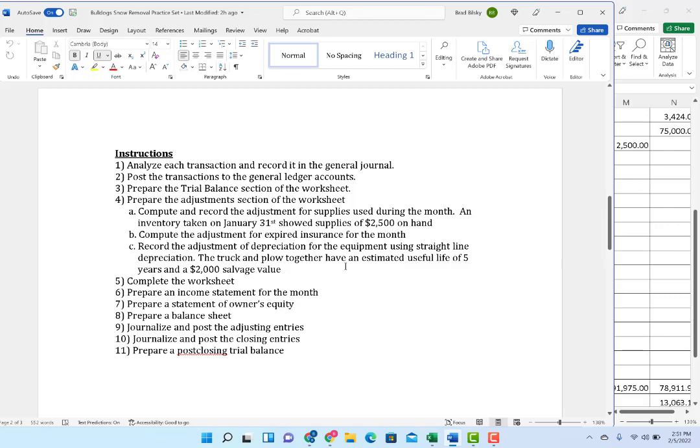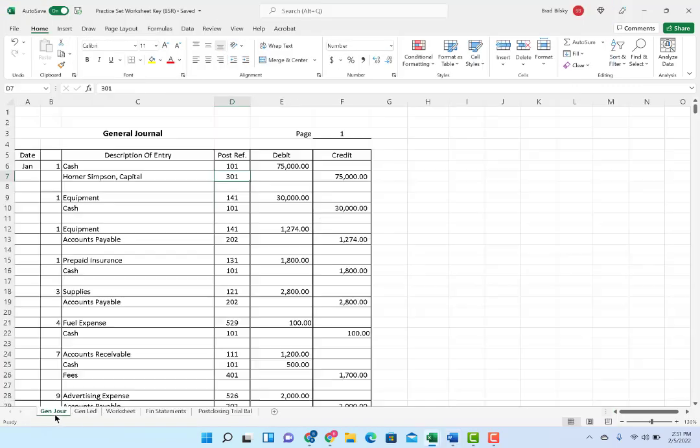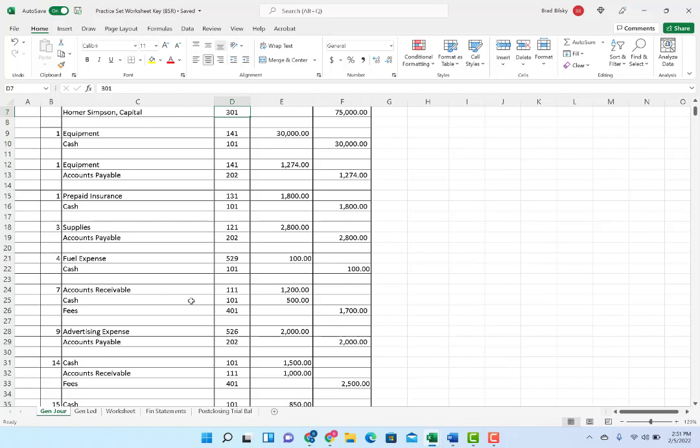So let's look at each one of these. First off, the supplies that we used up. Notice if we go back to our journal, we had made an entry recording the purchase of supplies at some point here. It was actually on January 3rd, we bought $2,800 worth of supplies. So we made this entry. This is one of the very first things we did.